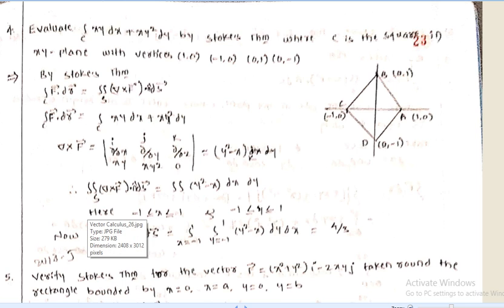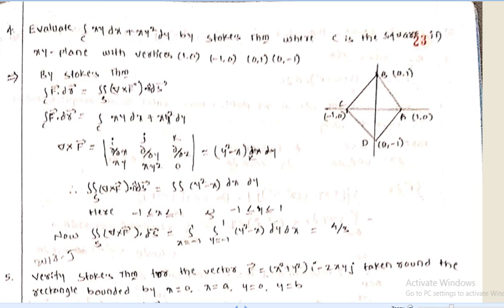So hence by Stokes theorem, the double integration over the surface of del cross F dot n cap dS becomes the double integration of (y² minus x) dx dy. So here the value of x varies from minus 1 to plus 1, and y varies from minus 1 to plus 1.